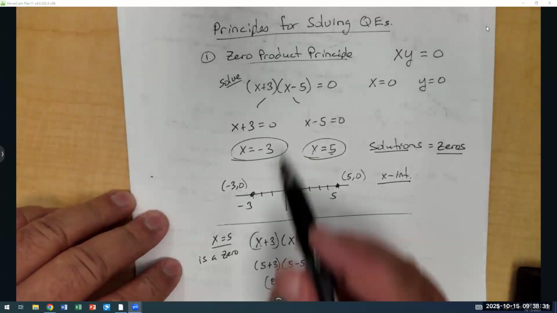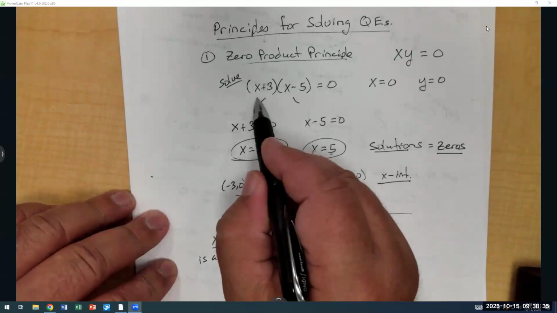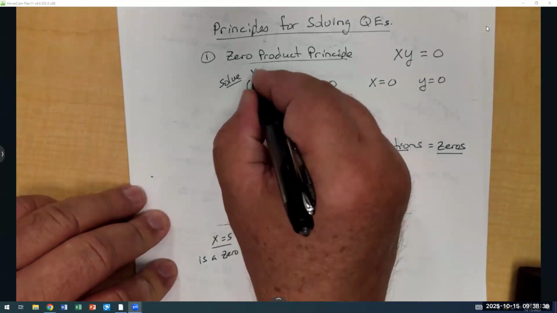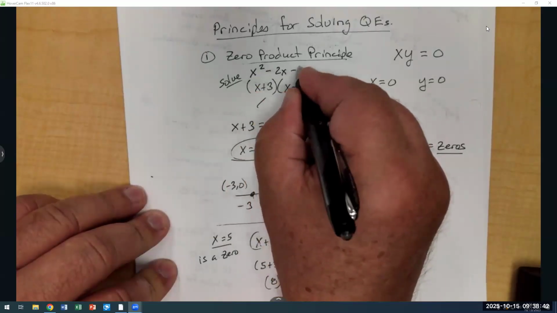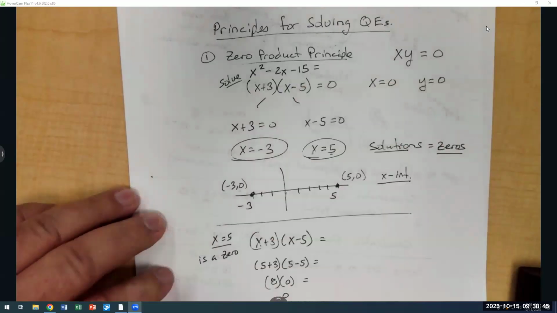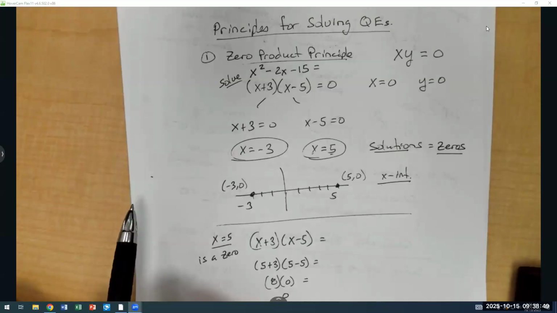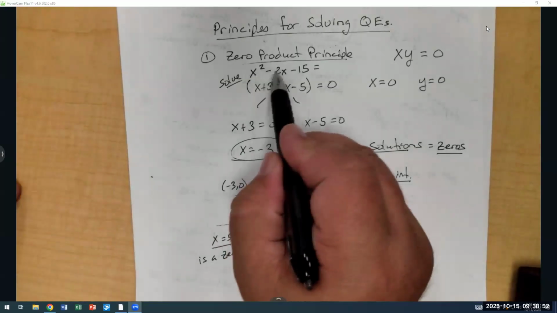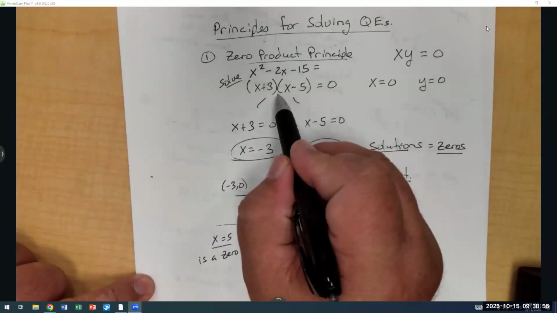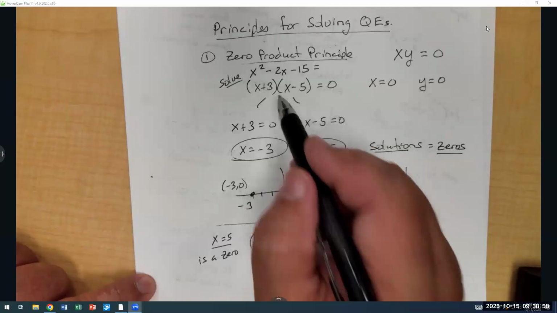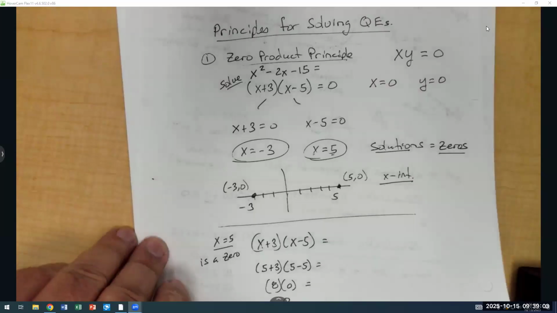But the problem is we have to get this far first. We have to take our equations, what we would have started off with. We would have started off with something like this. We can't do anything with that right now. So our first step is we have to factor it into its binomial factors. And then we set them equal to 0. That's the first thing.